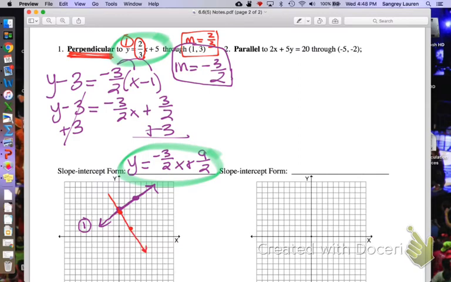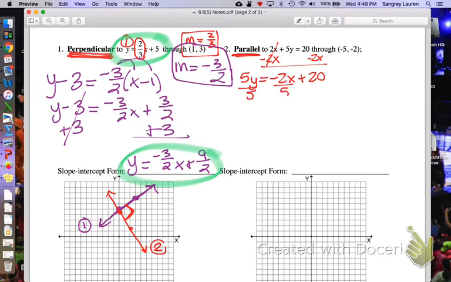There's line number 2. So now we need to ask, do they appear perpendicular? And they do. They're forming that right angle in the center. For number 2, this is a parallel problem, so we need to have the same slope. Now this problem is in standard form. Remember, we can't see slope in standard form, so we have to rewrite this one. So we're going to subtract 2x from both sides. So we have 5y equals negative 2x plus 20.